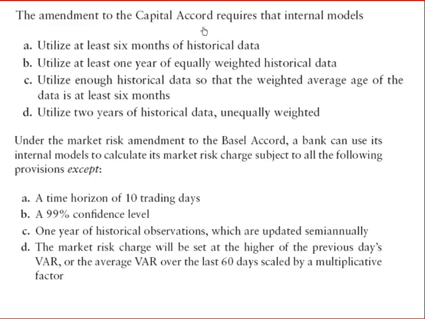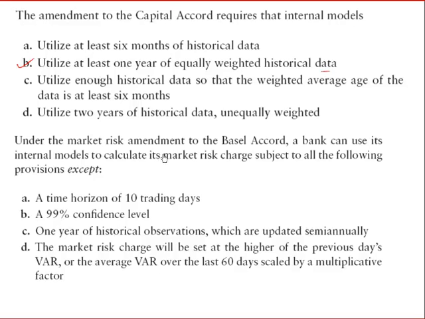The amendment to the Capital Accord requires that internal models utilize at least 6 months of historical data, utilize at least 1 year of equally weighted historical data, utilize enough historical data so that the weighted average age of the data is at least 6 months, or utilize 2 years of historical data unequally weighted. The answer is the internal models must utilize at least 1 year of equally weighted historical data.